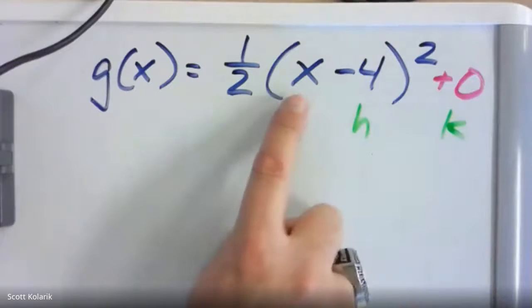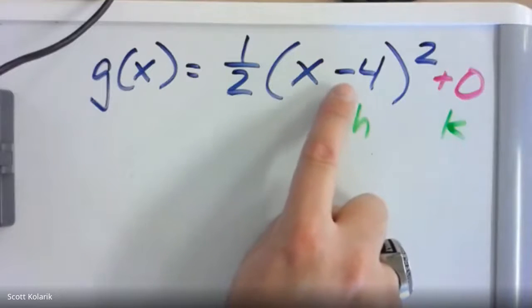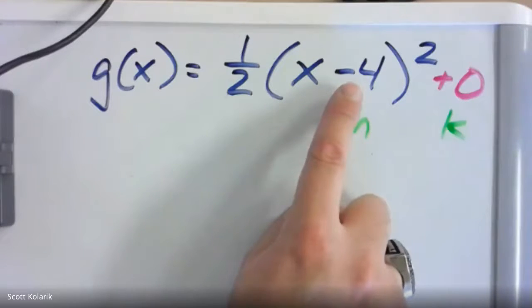Okay. On the inside of the parentheses, there is a value there. And that value is this -4. And again, here's where, again, I want to emphasize.